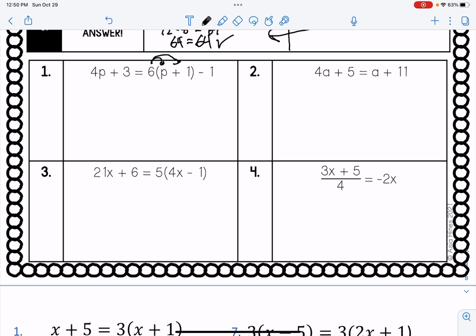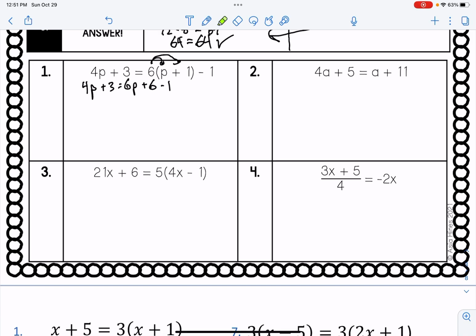So, multiply both pieces times that 6. So this whole line will be 4p plus 3 equals 6 times p is 6p plus 6 times 1 is 6, and then we have that minus 1 still hanging out at the end that we don't want to forget about.